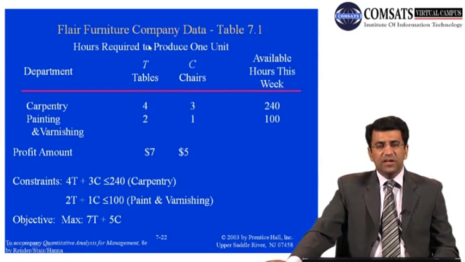Now in this particular case, we are taking these decision variables as T and C, that is for tables and chairs. You can always take x1, x2, or y1, it doesn't make any difference. So these are our 2 constraints, that is 4t plus 3c is less than or equal to 240, and 2t plus 1c is less than or equal to 100, that is the paint and varnishing constraint. And this is our objective function, that is 70t plus 5c. We'll have to maximize this function.